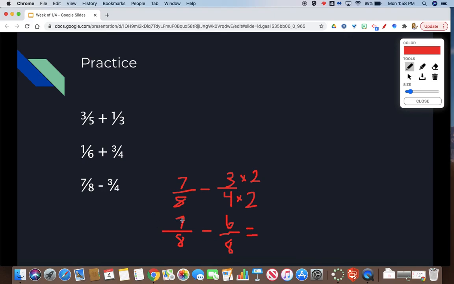We now focus on the numerators. 7 minus 6 gives us 1. Again, the denominators do not change. We are not changing the total number of pieces here. It stays 8. 7/8 minus 6/8 gives us 1/8. Again, you could have chosen a different denominator. If you did choose a different denominator, you would have wanted to make sure that your answer is in simplest form before finishing the problem.